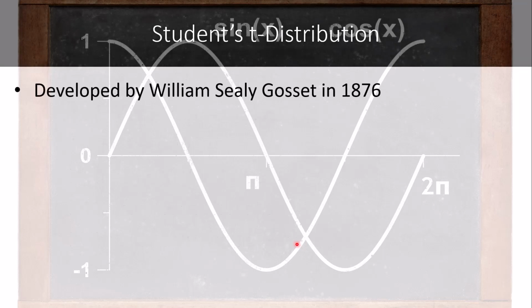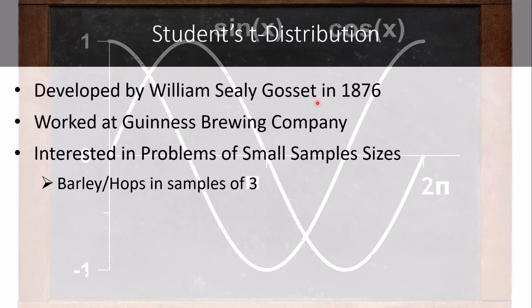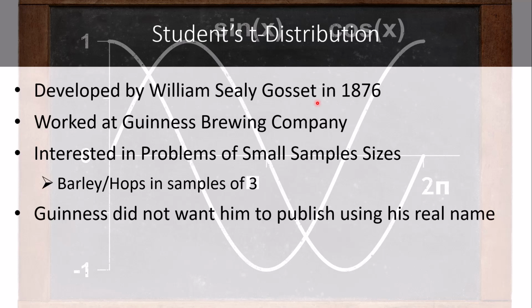Okay, the t-distribution was developed by this gentleman named William Sealy Gosset in 1876. Now you might think that he developed it at some university or at some think tank or some research institute. Nope, he developed it at a brewery, namely Guinness Brewing Company in Ireland. What he was interested in was working on problems where we actually had small sample sizes. Now, for example, 3 or 4 samples of barley, 3 or 4 samples of hops, stuff like that. And once he came up with his result, he wanted to publish it.